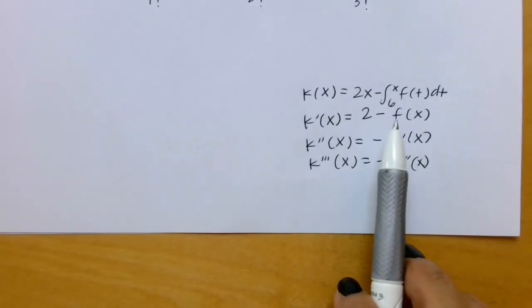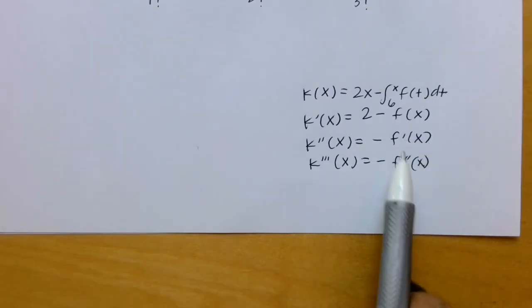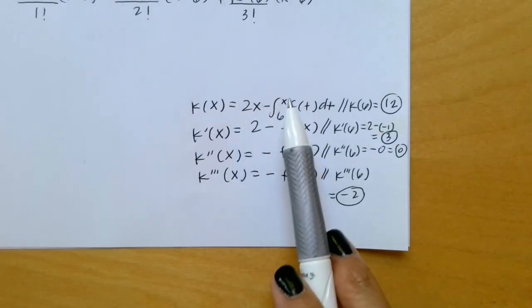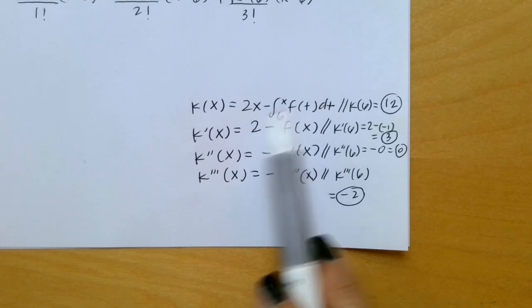So there's your expression for k prime of x. And then the derivative of negative f of x is going to be negative f prime, and then also this will be negative f double prime of x. When you plug in 6, you get 12 right here, and then the integral from 6 to 6 would be 0 area, so you just get 12.